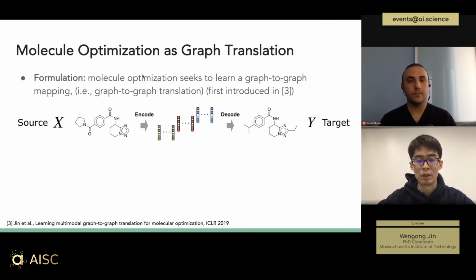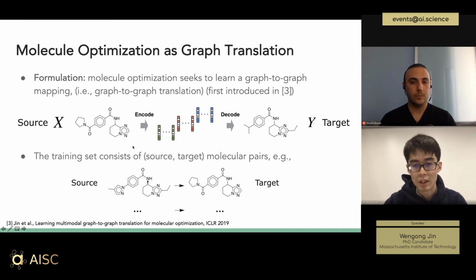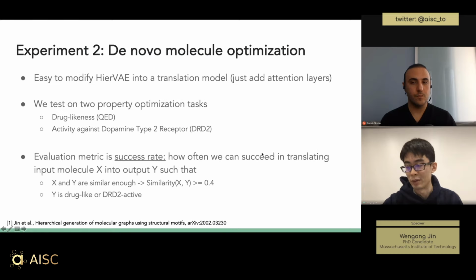So this motivates us to formulate this optimization task as a graph-to-graph translation, which I have mentioned in my previous work on iClear. Given a source molecule X, I will use an encoder-decoder model to map X into a target molecule Y. The translation model is trained on a set of source-target pairs collected from the data set. The data set here comes from my previous paper. Here we wanted to test whether our model can excel in this graph translation task or not.